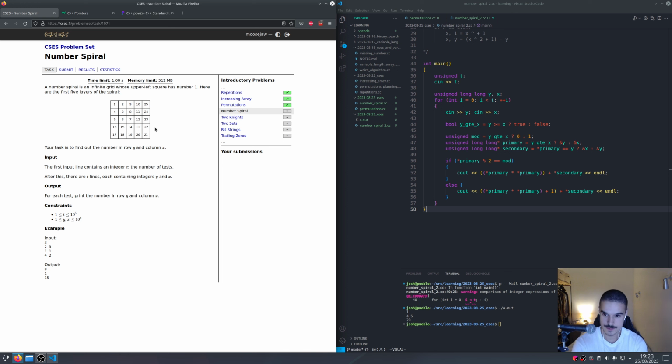So in our case, y is less than x. So it's going to use x as the principal or the primary. So that will be false. And so we're actually looking for an odd number for x.